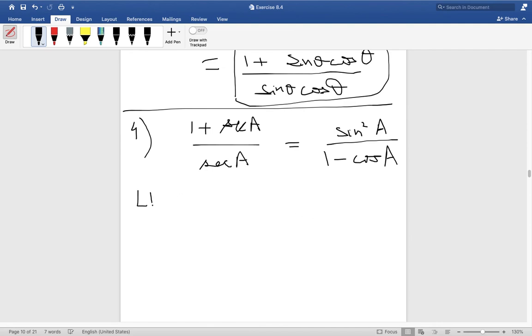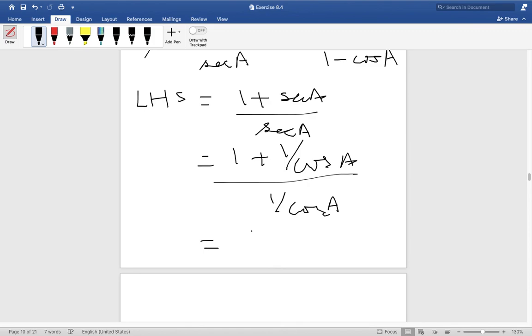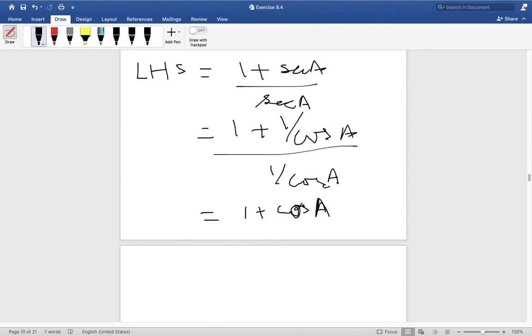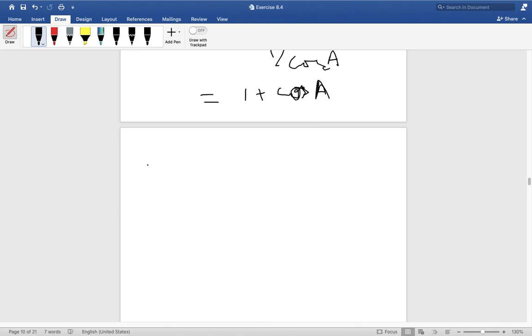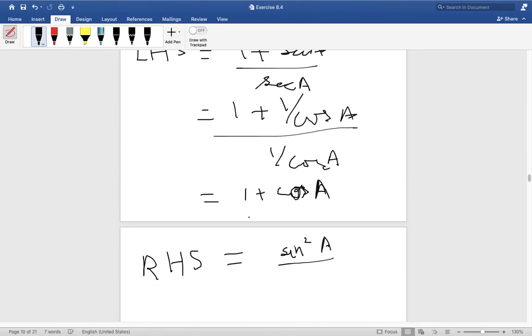Remember what I said, just change everything to sine and cos, make your lives easy. 1 plus secant of A by secant of A. When you put secant as 1 upon cos and simplify this, what will you get? You will just get 1 plus cos A. Simply easy. LHS is only 1 plus cos A. There's nothing in this except 1 and cos. But on the right hand side, I have sine as well as cosine. Right hand side is sine square A upon 1 minus cos A.